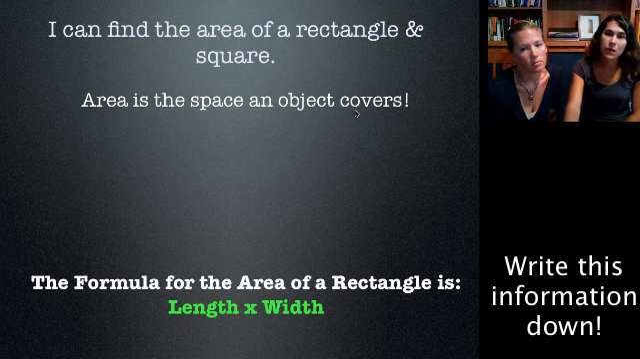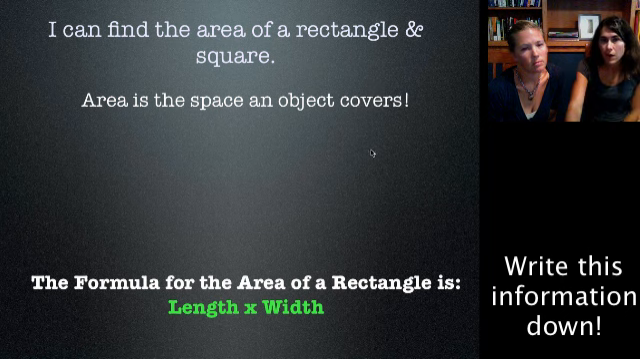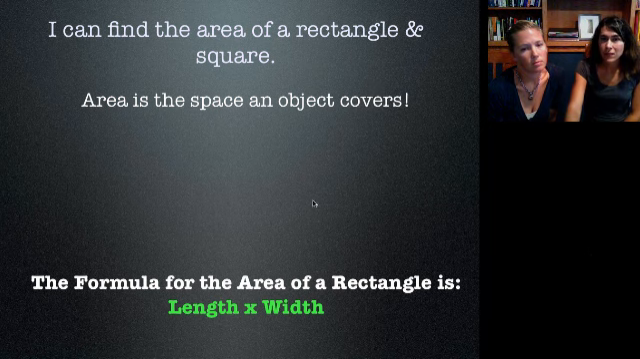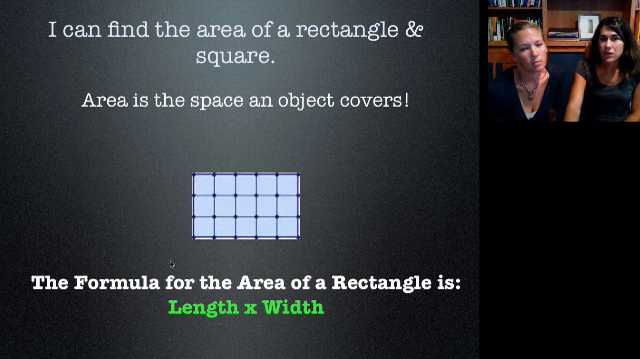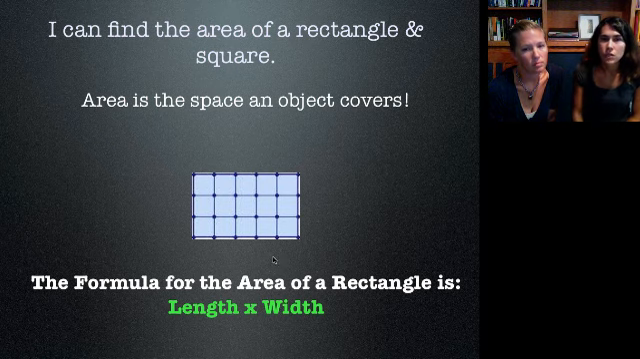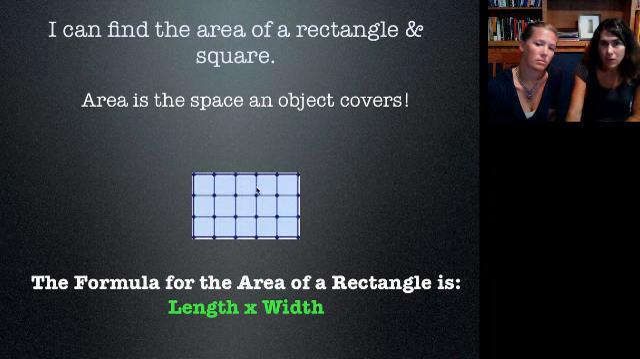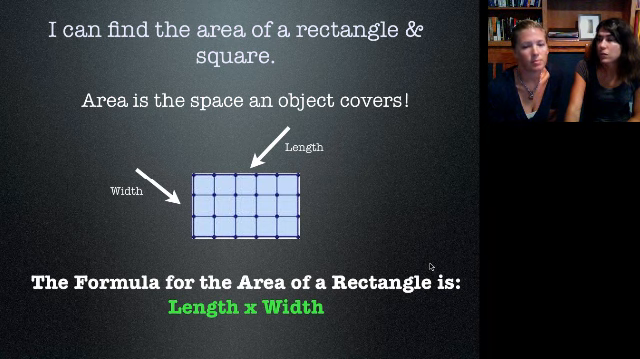Area is the space that an object covers. So make sure you get that down. Here is a nice picture just to show what we mean by that. Area is basically just what we see here. How much space does it take to cover up this object? Now we could count all these little squares, but there's an easier way. We can just look at the length and multiply that by the width, and we should get an answer.